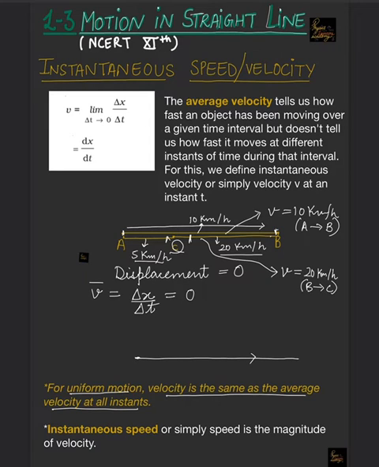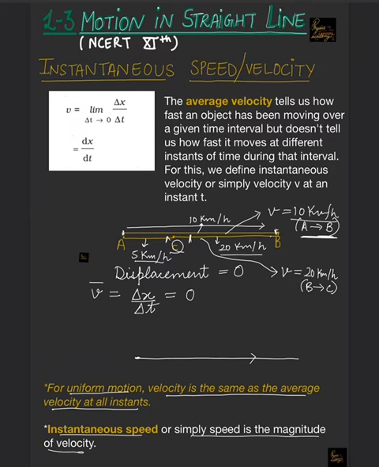Then if we define instantaneous speed, what is instantaneous speed? It is simply the magnitude of velocity at a given point. If we talk about A to B, the instantaneous speed is simply 10 km per hour, but we don't talk about the direction there. In velocity we talk about direction. In speed we don't talk about the direction. Simply that is the difference between both of them.